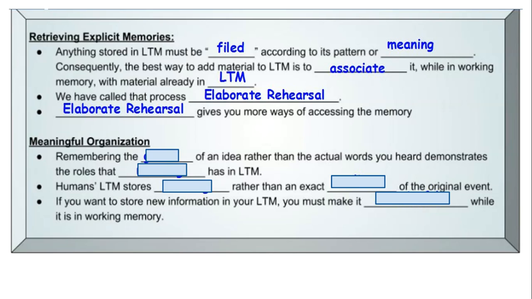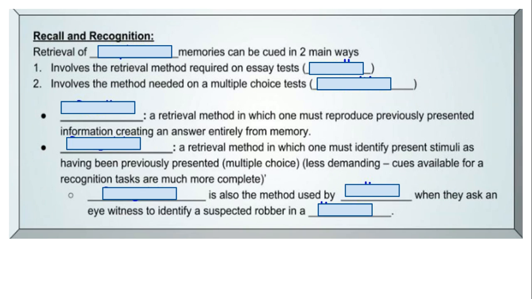Meaningful organization, remembering the gist of an idea rather than the actual words heard, demonstrates the role that meaning has in long-term memory. Humans' long-term memory stores meaning rather than an exact replica of the original event. So if you want to store a new memory in your long-term memory, you must make it meaningful while it's in working memory, but you kind of have to make it your own. So I could give you a definition in class, but if you could put it in your own words, there's probably a better chance that you're going to be able to pull that out of long-term memory when you need the definition.